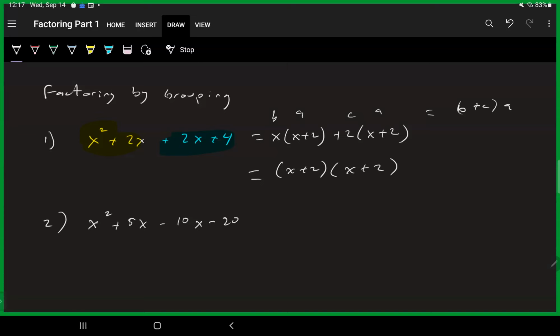So if I look at x squared plus 5x minus 10x minus 20, oops, that's 50. Something didn't look right there. What I'm going to do is organize it, and look at that pair. Sometimes you have to move some things around, but in general, a lot of times they're cooked up to where you can just look at the pairs next to each other.